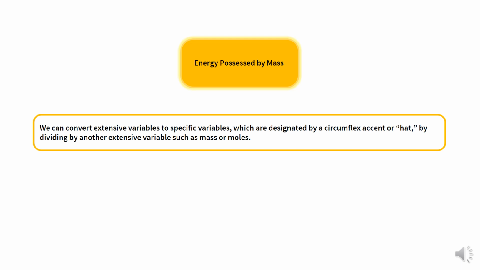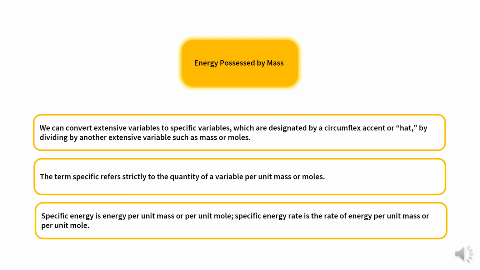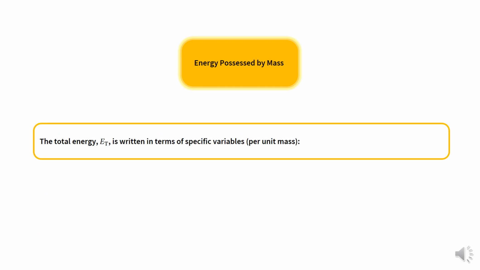We can convert extensive variables to specific variables, which are denoted by a circumflex accent or hat, by dividing by another extensive variable such as mass or moles. The term specific refers strictly to the quantity of a variable per unit mass or moles. Specific energy is energy per unit mass or per unit mole. Specific energy rate is the rate of energy per unit mass or per unit mole. And the total energy is written in terms of specific variables. For example, in this slide it is per unit mass.